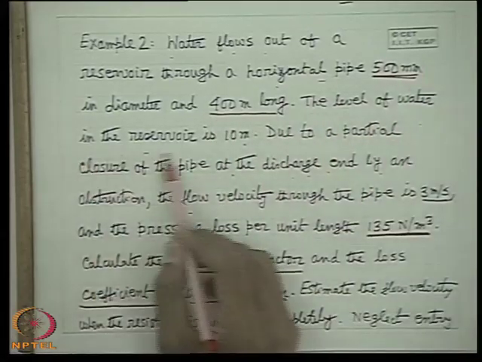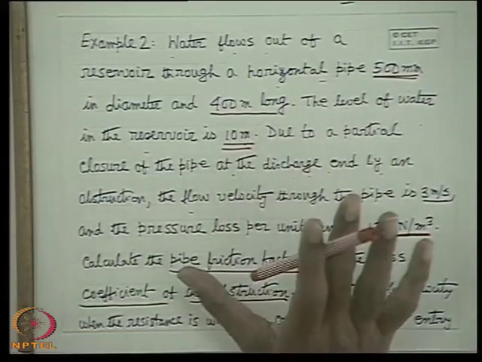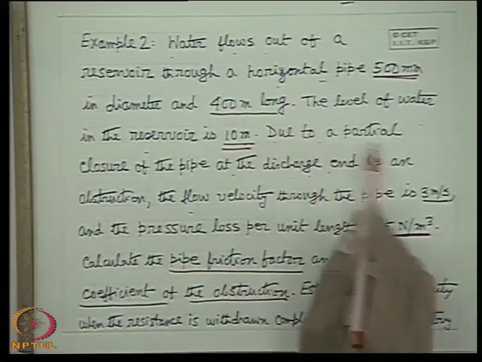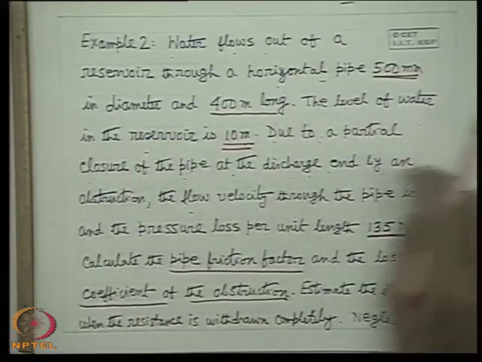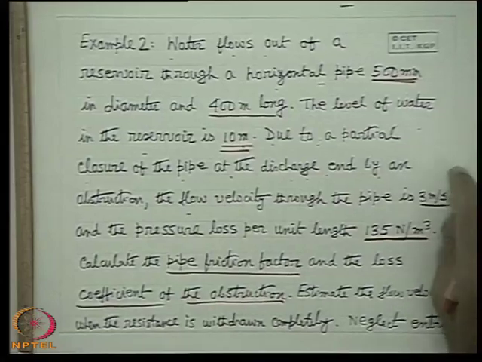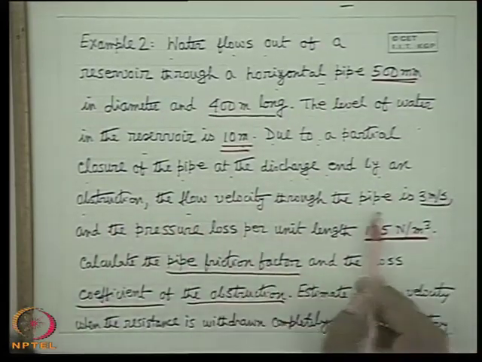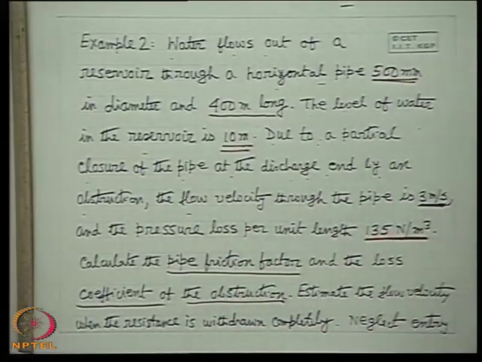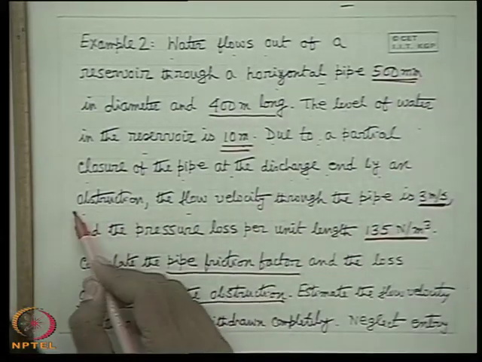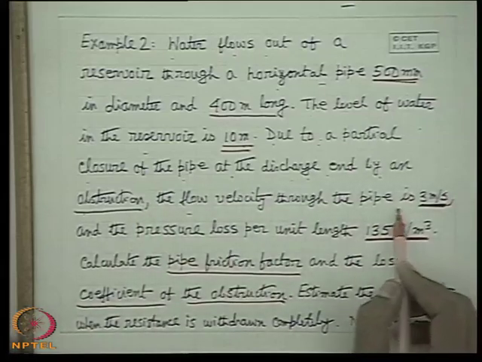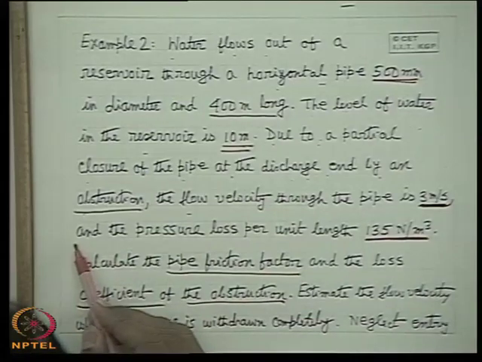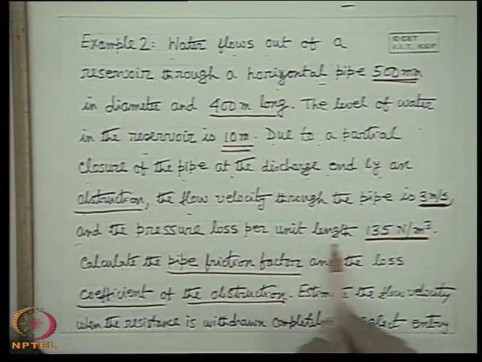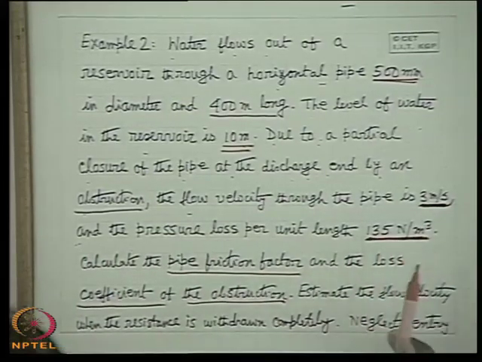The level of water in the reservoir is 10 meter, which means in this case the level is kept constant, a steady problem. Due to a partial closure of the pipe at the discharge end, it is a very practical problem. That means at the discharge end of the pipe there is a valve which is partially closed, which controls the flow. The flow velocity through the pipe is 3 meter per second. You consider the valve an obstruction, which reduces the flow, and in that condition the flow velocity is 3 meter per second and the pressure loss per unit length is 135 Newton per meter cube.